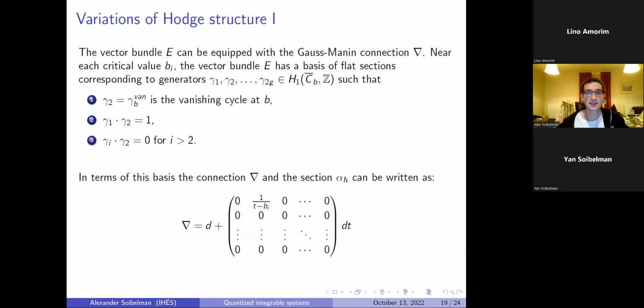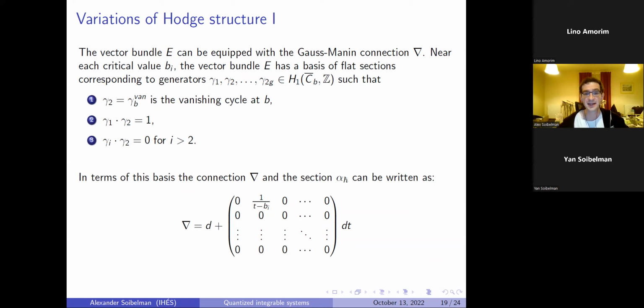And finally, if you want to actually find this alpha h bar, which is what we do to find this quantum Birkhoff normal form, you can do this essentially by introducing some constraints on what the alpha h bar can be, and you do this as follows. I'm going to be choosing near each critical value a basis of flat sections. One of those flat sections is the vanishing cycle. One of them is something that just intersects the vanishing cycle, and everything else doesn't intersect the vanishing cycle. So in this basis, the Gauss-Manin connection, which this vector bundle E is equipped with, has a very simple form that you can write down with a nilpotent connection matrix.